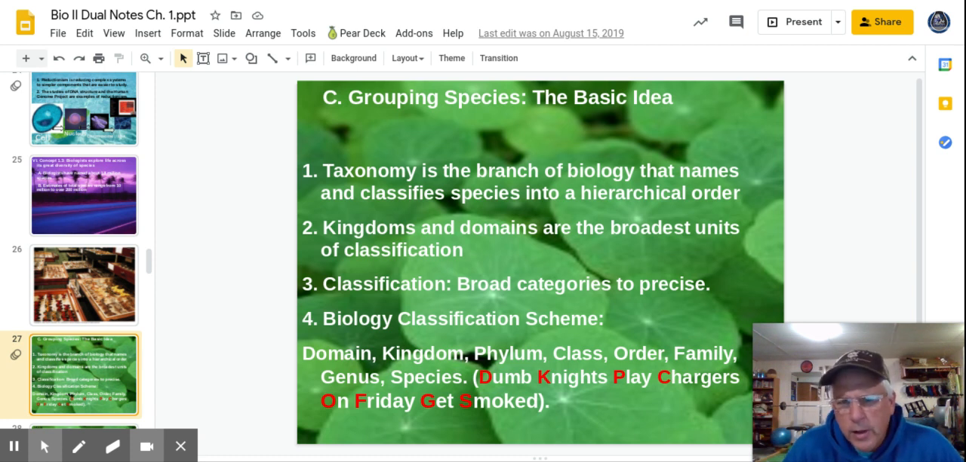We're going to start with kingdoms and domains. They're the broadest, biggest groups, sort of like the biosphere with our other classification system. And then we start breaking it down little by little until we get to a precise individual organism.